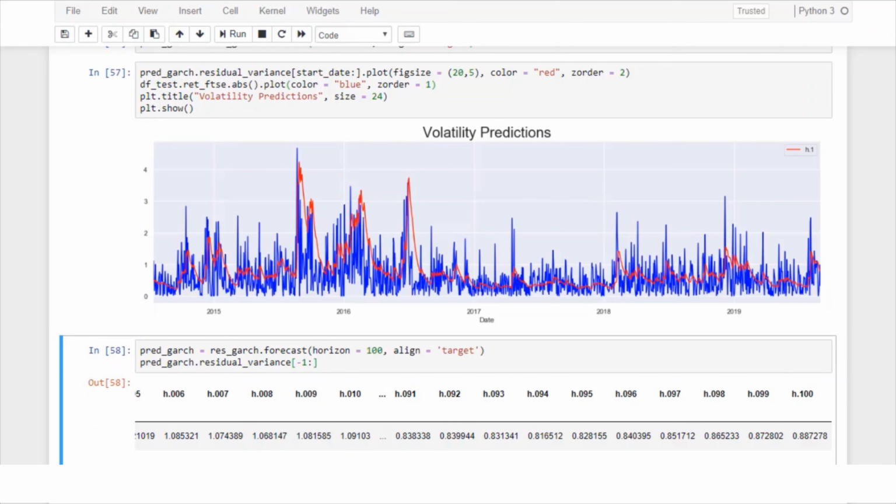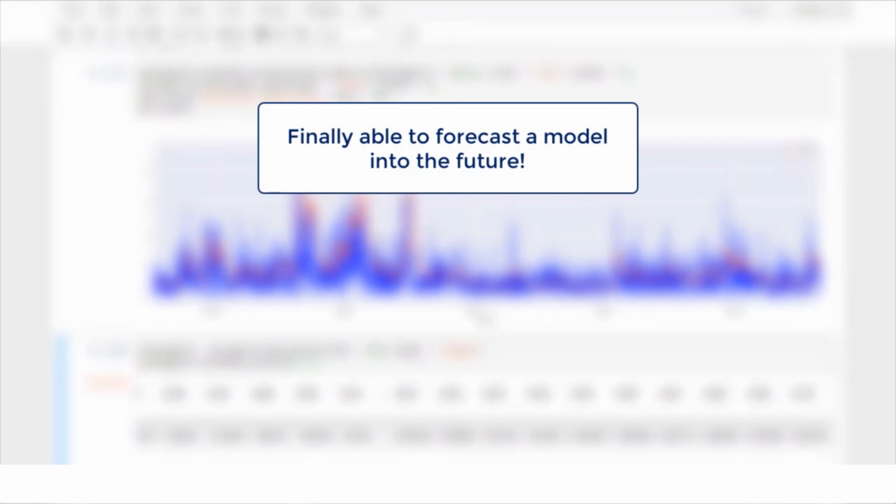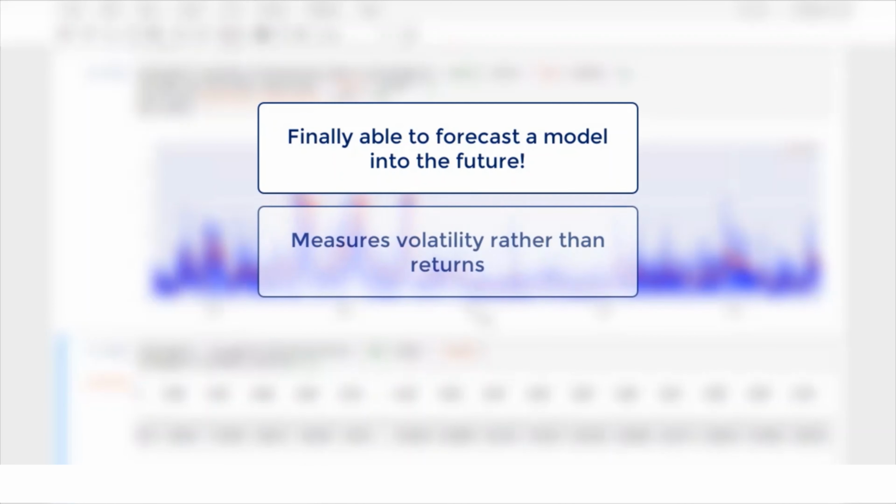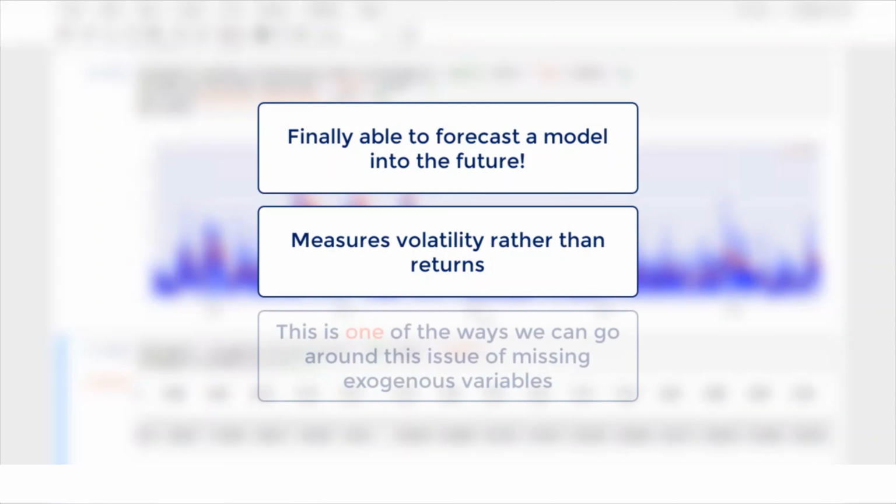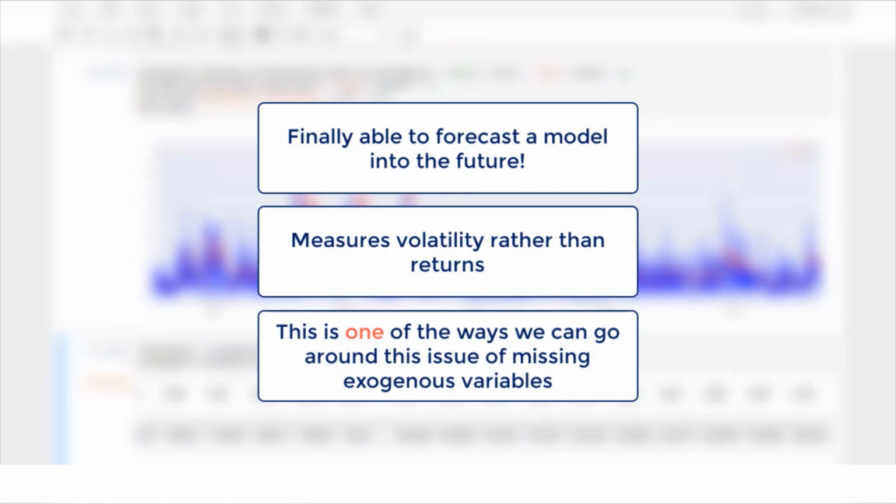Fantastic. We're finally able to forecast a model into the future. However, it's one that measures volatility rather than returns, and we can't transform those to get some price estimates. Before we started exploring volatility models, we mentioned that this is one of the ways we can go around the issue of missing exogenous variables. The other solution involves forecasting the values of each of these exogenous variables as well. We'll talk more about that in the next lecture.